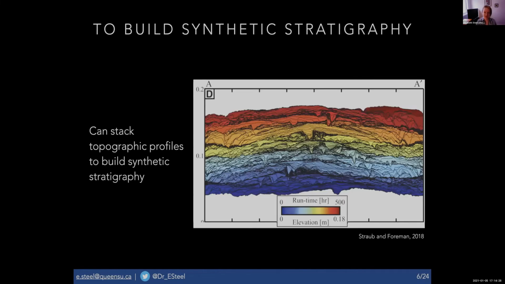And one of the simplest ways you can build this, what we would call synthetic stratigraphy, is to just take your topographic scans and stack them together. And this is something that's been done in the experimental world already. This is an image from a paper by Kyle Straub and Brady Foreman, where they took these topographic scans of a delta. So you're looking at a strike-oriented section here, and they basically just subsided and stacked those scans and allowed them to erode each other. And so you build this synthetic stratigraphy where you can see where the channelized regions are.